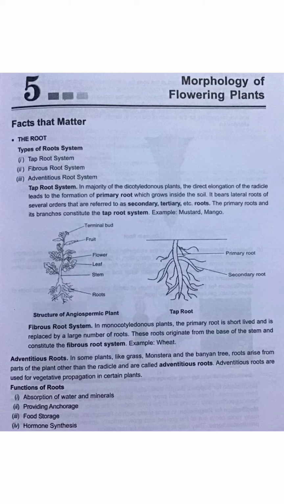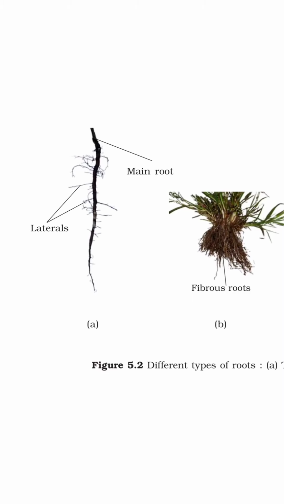Then the fibrous root system is found in mostly monocot plants like maize, wheat, rice, even the grasses, then sugarcane; all of them comprise a fibrous root system. Here the primary root is short-lived and it is replaced by a large number of similar roots, and these roots originate from the base of the stem and constitute such a type of structure. So in this way the adventitious or fibrous root system can be seen in many of the trees. Mainly they are shrubs.